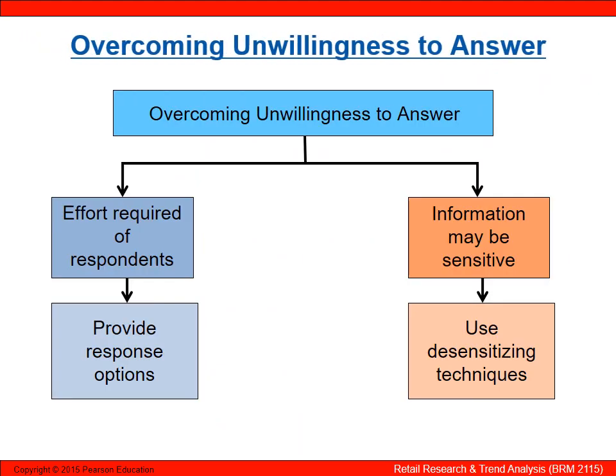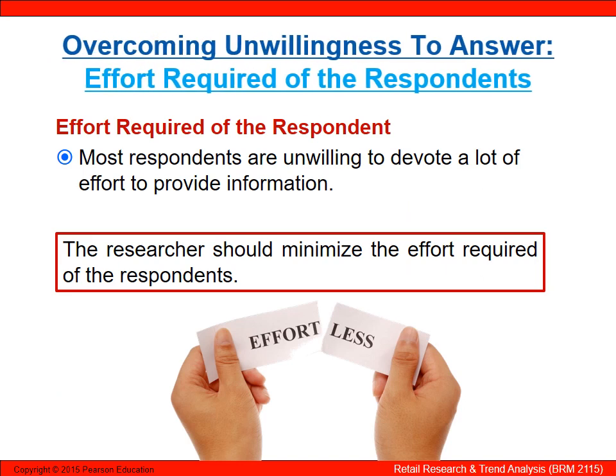Overcoming unwillingness to answer. Even if respondents are able to answer a particular question, they may be unwilling to do so either because too much effort is required or the information request is sensitive. Effort required of the respondents. Most respondents are unwilling to devote a lot of effort to provide information. Hence, the researcher should minimize the effort required of the respondent by providing the respondent options.